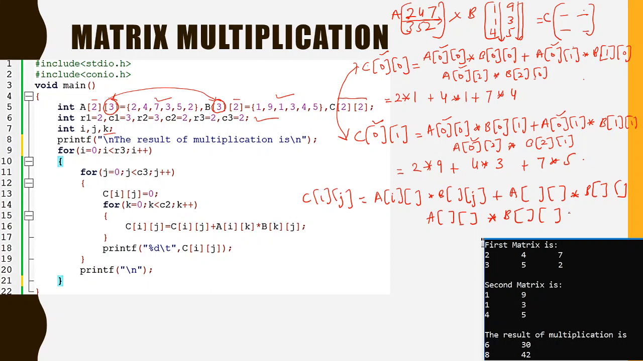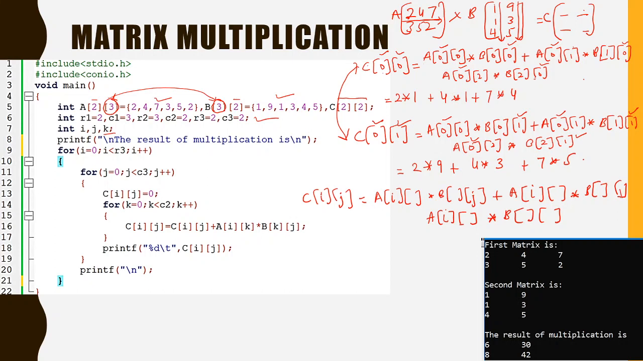Okay, fine. So what we have seen from the expressions is that A's row is always the same as C's row, and C's row is i. So I will always write A's row as i. And you can also see that B's column is always the same as C's column, right? So B's column is always the same as C's column.